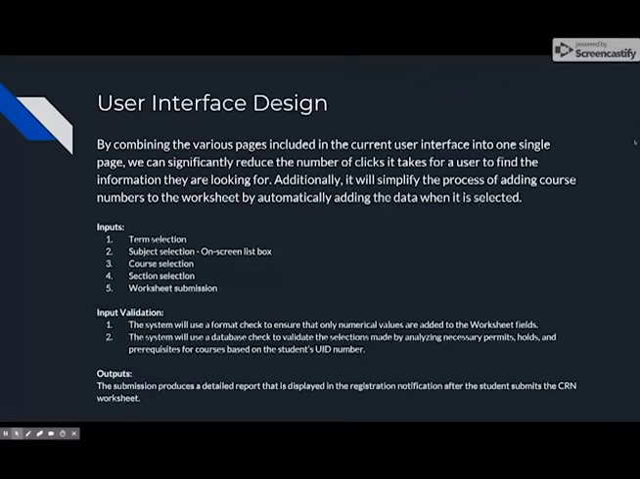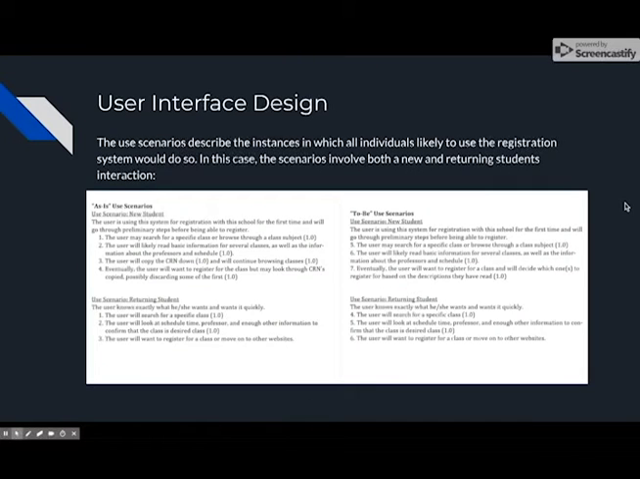So you can see our inputs here. For input validation, the system will use a format check to ensure that only numerical values are added to the worksheet fields. And the system will use a database check to validate student selections by analyzing necessary permits, holds, and prerequisites for courses based on the student's UID number. The submissions produce a detailed report that's displayed in the registration notification after the student submits the CRN worksheet, which you can see on the next slide.